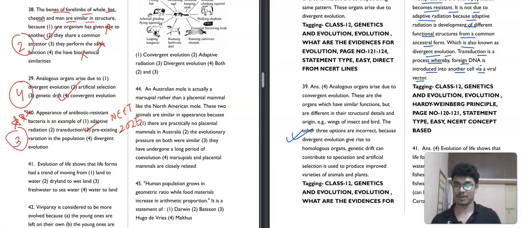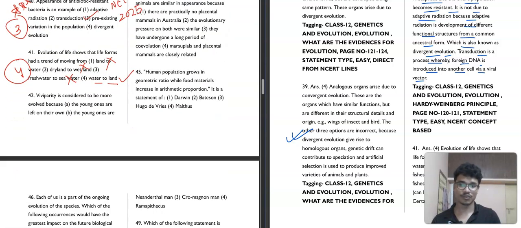Then question number 41. Evolution of life shows that life forms had a trend of moving from land to water. Did we move from land to water? No. We are living now on land and not in the ocean. Dry land to wetland? Why would we go from dry to wetland? Fresh water to sea water? No, they only go from fresh water to sea water on vacations, not every time. We can't live there. Water to land, yes, it is correct. So the fourth option will be our correct answer.